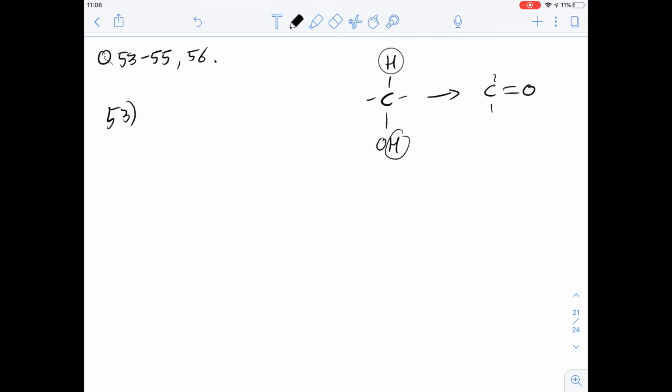53 says the reaction of an alcohol with ADH is an example of what? Well, if we're taking away hydrogens, that's going to be an oxidation reaction. So that gives us an answer of A for that.